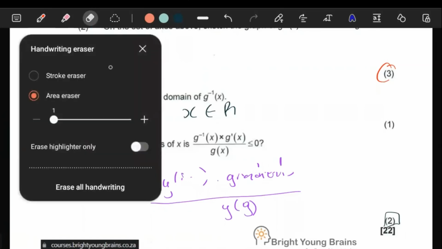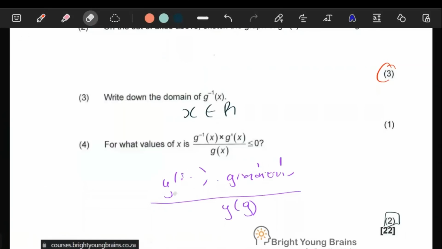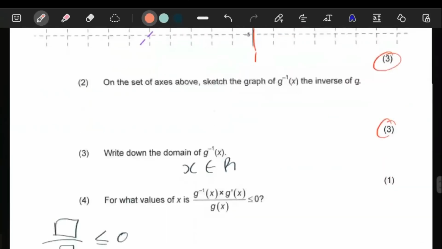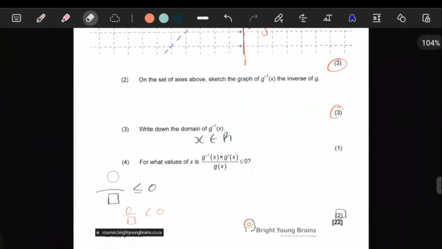So the logic behind this kind of question is, you have to take into account the fact that you have a fraction at the end of the day. The only way a fraction can be smaller or equal to 0 is, firstly, for this fraction to be equal to 0, the top part has to be a 0. So let's work that out first. Where's the top part equal to 0? But you know what? This is a wildcard question.